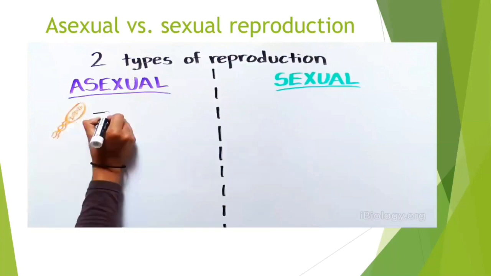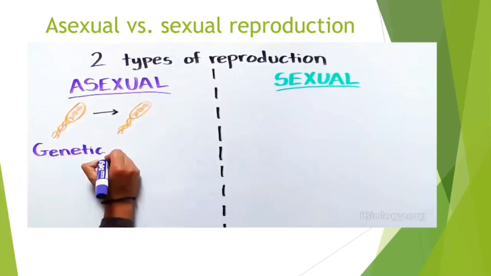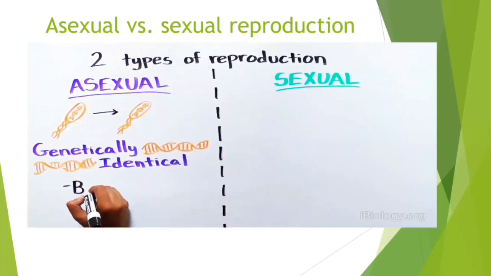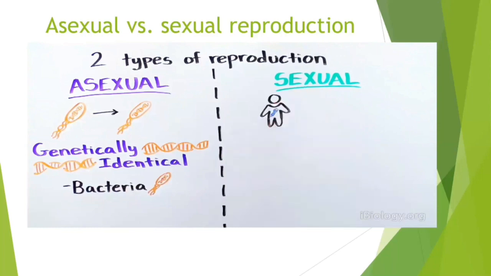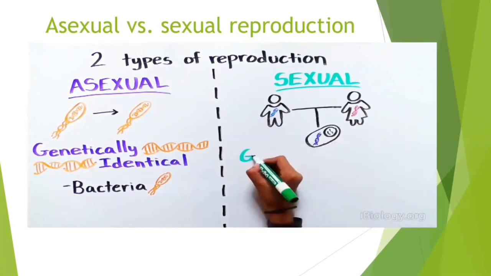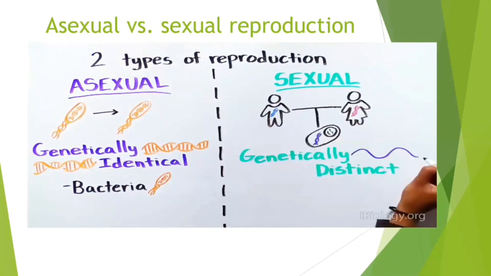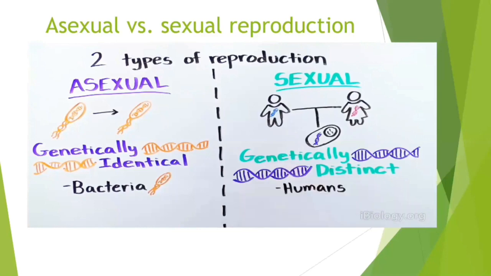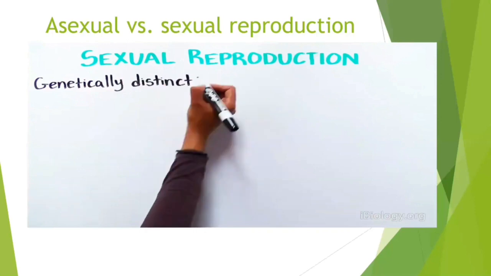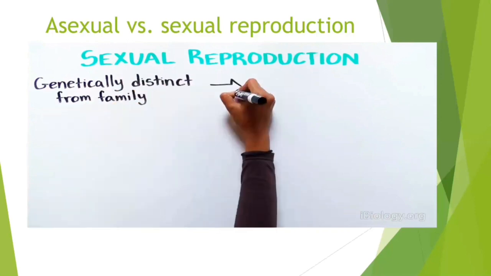Asexual reproduction is when an organism makes a genetically identical clone of itself. Most of the simplest life forms, such as bacteria, reproduce in this manner. Sexual reproduction is much more complex and involves two members of a species coming together to produce genetically distinct offspring. Most eukaryotic multicellular organisms, such as humans, birds, and insects, undergo sexual reproduction. The biggest advantage of sexual reproduction is that offspring are genetically distinct from their parent and their siblings.